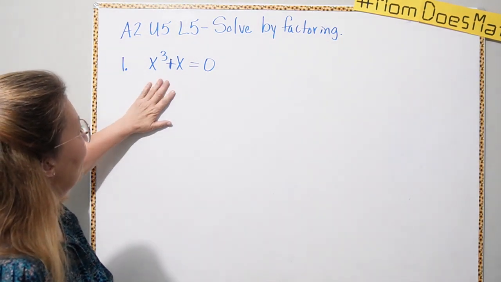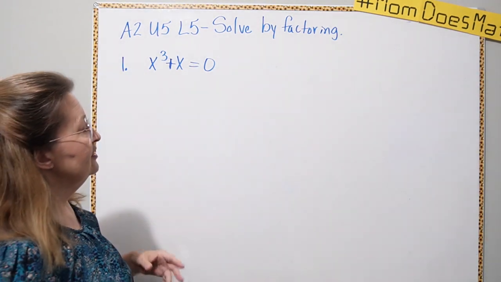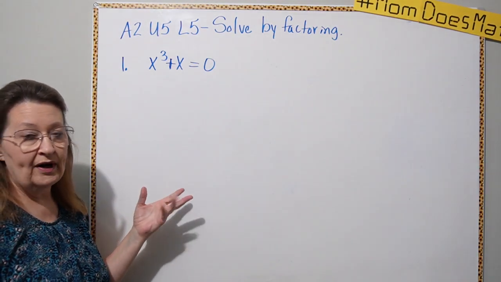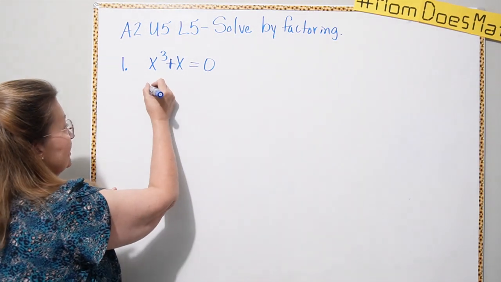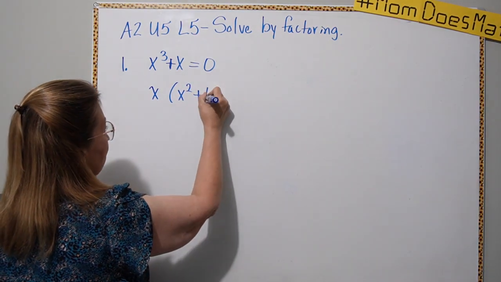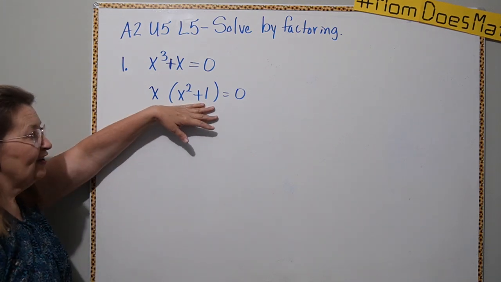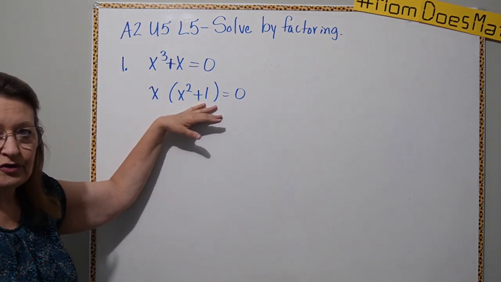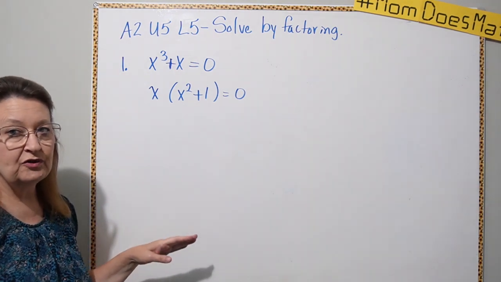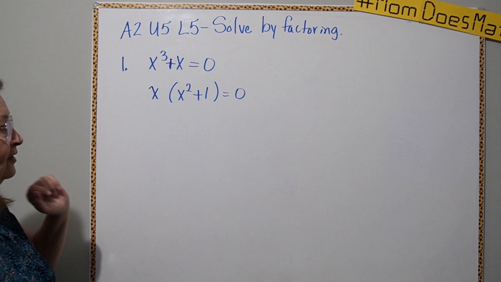So number one, we have x to the third plus x, and we're going to solve by factoring. So that means the first thing we have to do is factor. Now when you factor, you look for a greatest common factor. So we're going to take x out, and that's going to leave us x squared plus 1. Now remember, you cannot factor a sum of two squares. You can factor a sum of cubes, you can factor a difference of two squares, but you do not have a method to factor a sum of two squares.